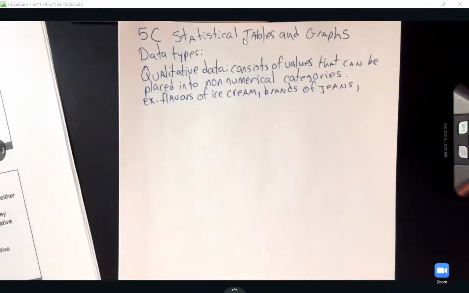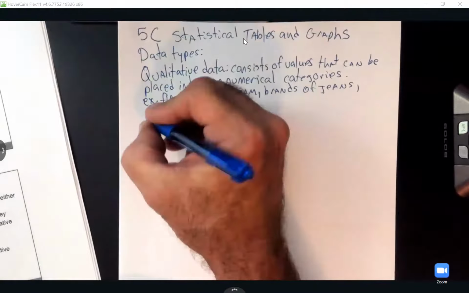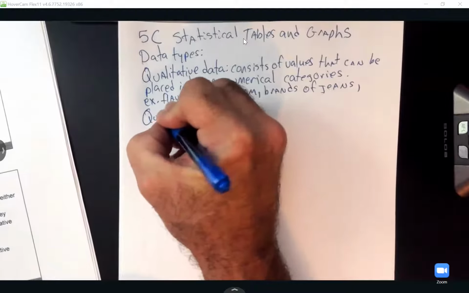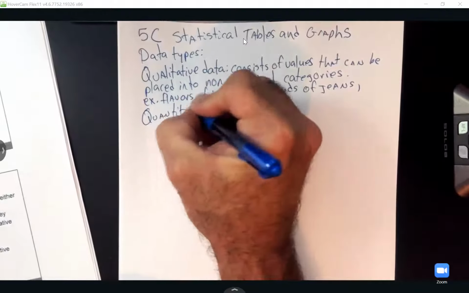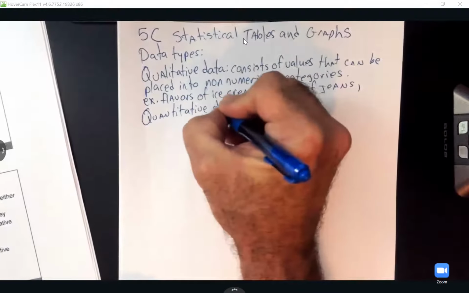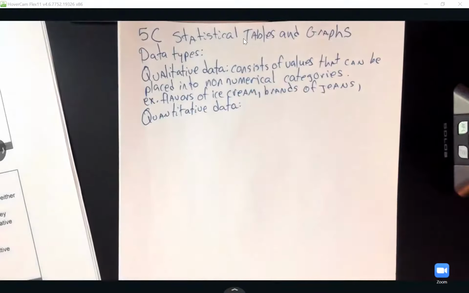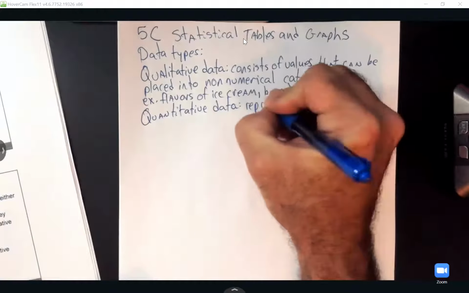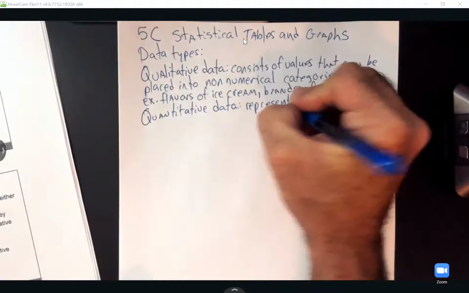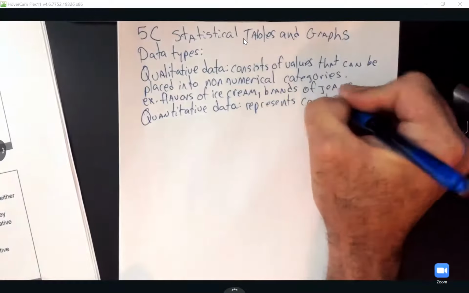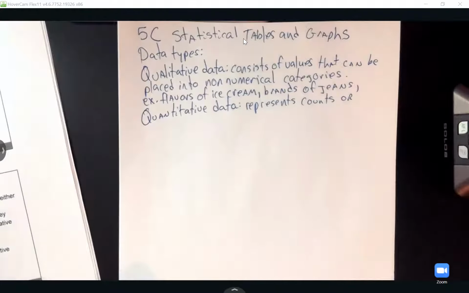So next we'll look at what we call quantitative data. So your quantitative data, that will actually represent your counts or measurements. So this represents counts or measurements.